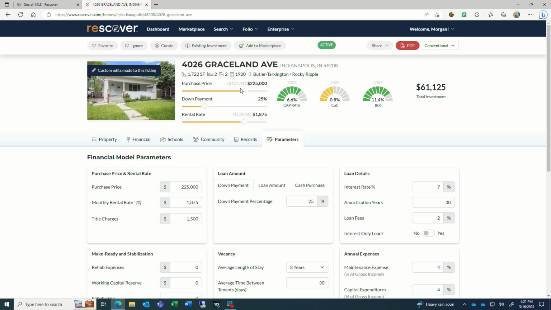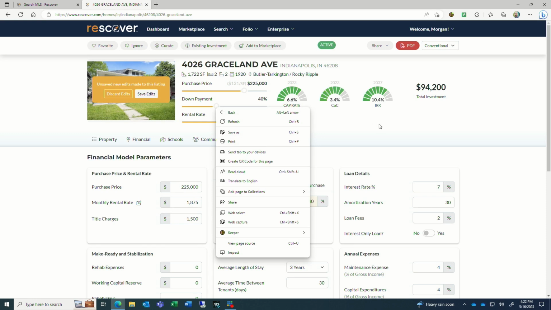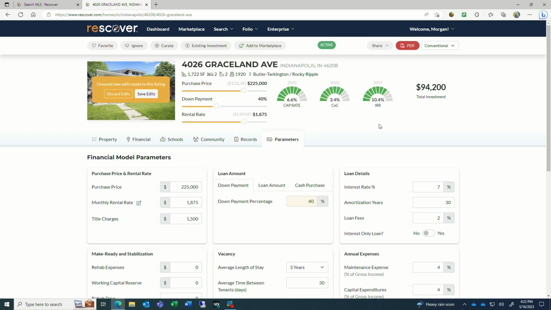But the unique situation here is how do I get a higher cash on cash? Well, Morgan, you use more of your own money and less of the expensive bank money. So we can increase the down payment, let's say to 40, and now I'm getting a 3.4% cash on cash. Now, did you notice another number change at the same time besides the cash on cash? Did the IRR go down? It did. Because I'm using less of the bank's money, my gain over time on their money is now decreased. So these metrics all play with and against each other.